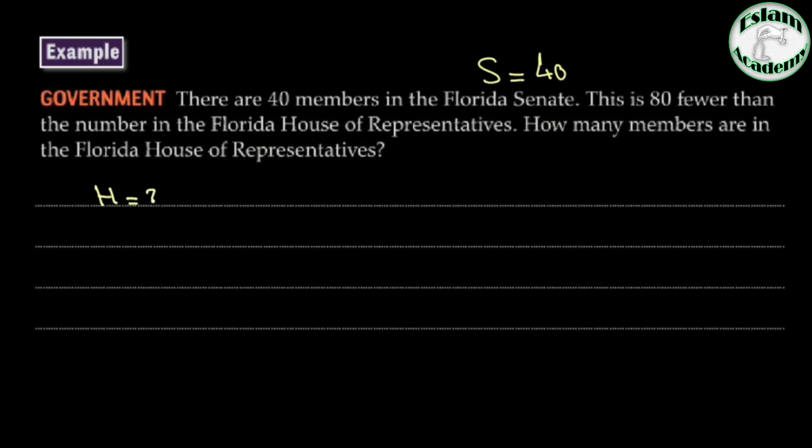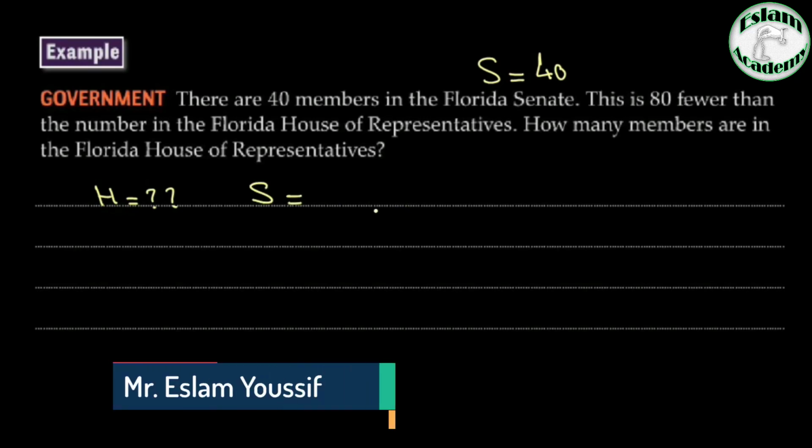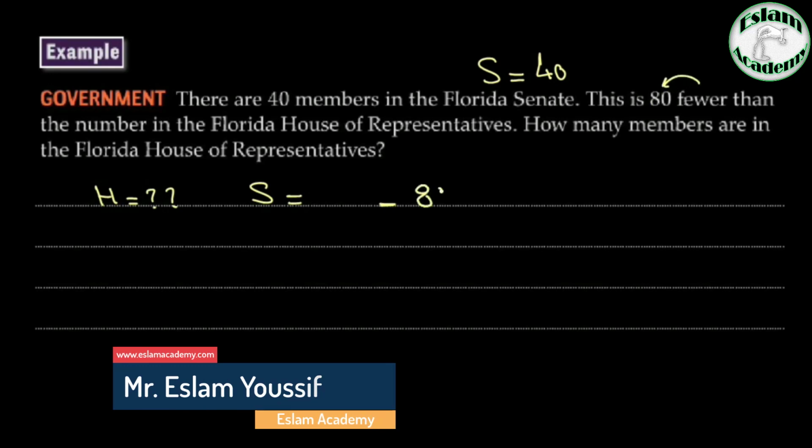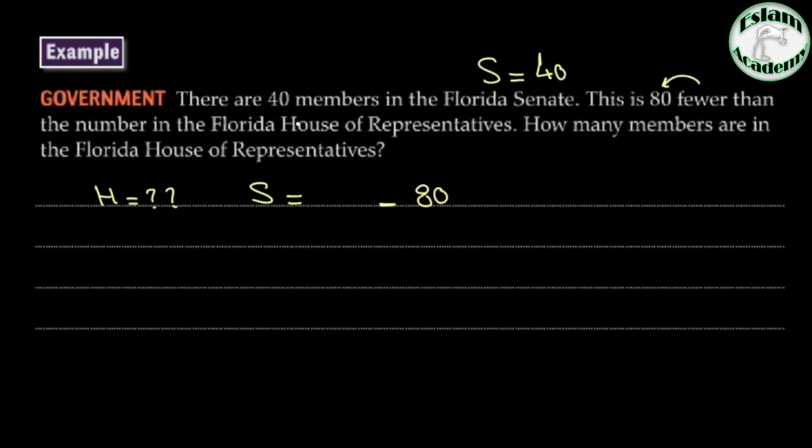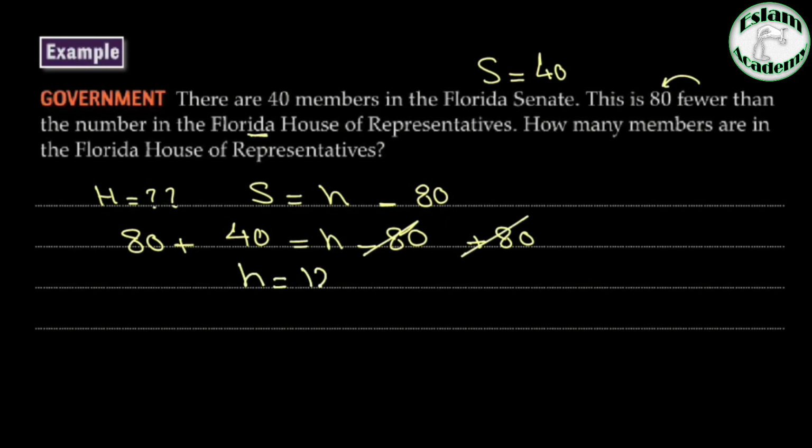The number of Florida House is unknown, and we need to find it. So we can solve it as Florida Center is 80 fewer than. As we said before, fewer than or less than, the sign now will be minus, and the expression before fewer than will be written after the minus sign, and the expression after fewer than will be written before the minus sign. So we write now the Florida House, which is h. So we can say that Florida Center, which is 40, equals h minus 80. By adding 80, h now equals 120.